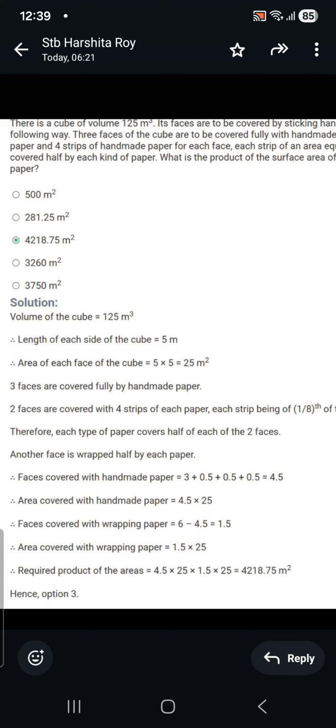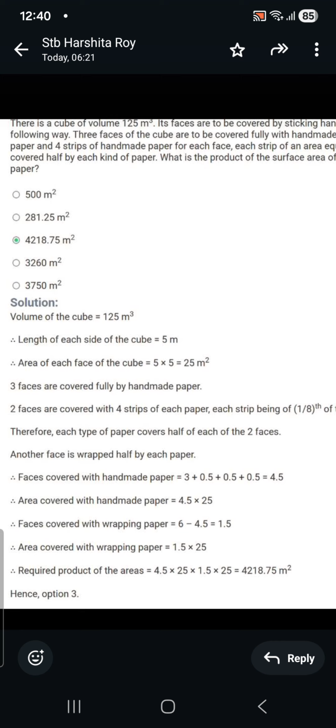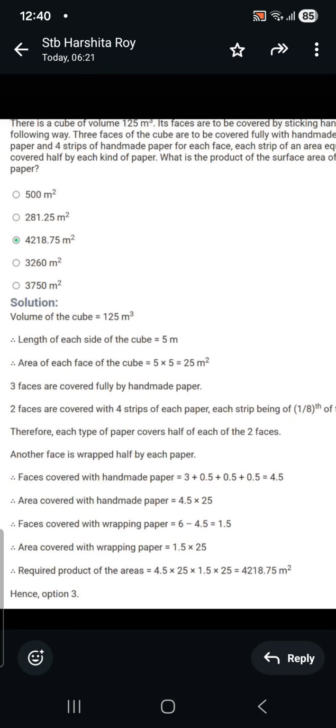Of the six faces, three faces are covered by handmade paper, and two faces are covered with four strips of each paper, each strip being 1/8 of the area of a face. So that makes it 50-50. If you are using an equal number of strips of handmade paper and wrapping paper, then the area covered will be 50-50.